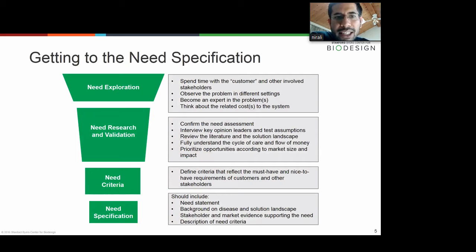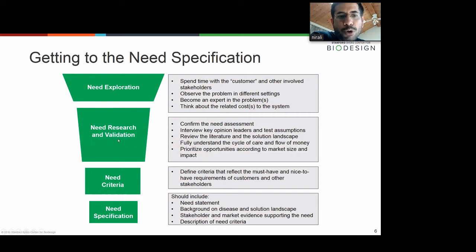And then about getting into the need specification. Once you've selected your need that you're going to be working on for the rest of this course, how do you then dive into it? So, doing some need exploration, talking to customers and stakeholders, observing the problem in different settings. Maybe you saw it in one setting, maybe you go to a different facility and see how they handle it. You basically want to become an expert in the problem and think about the related costs to the system.